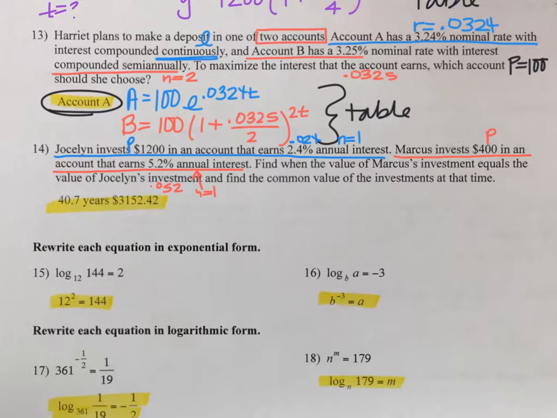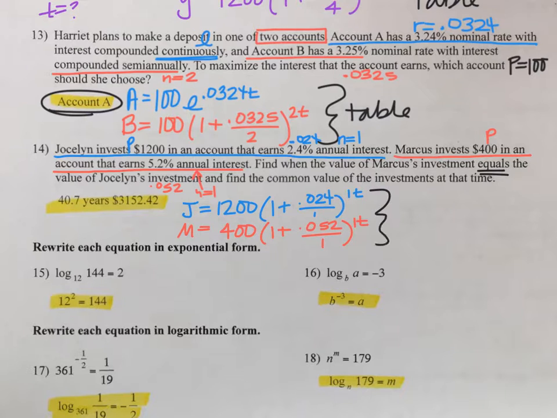Okay, it wants to say, when does the value of Marcus equal the value of Jocelyn? So we're going to write our two equations. So we've got Jocelyn. She's going to have 1,200 times (1 plus 0.024 over 1) to the 1 times t power. And then we have Marcus, who is 400 times (1 plus 0.052 over 1) to the 1t power.